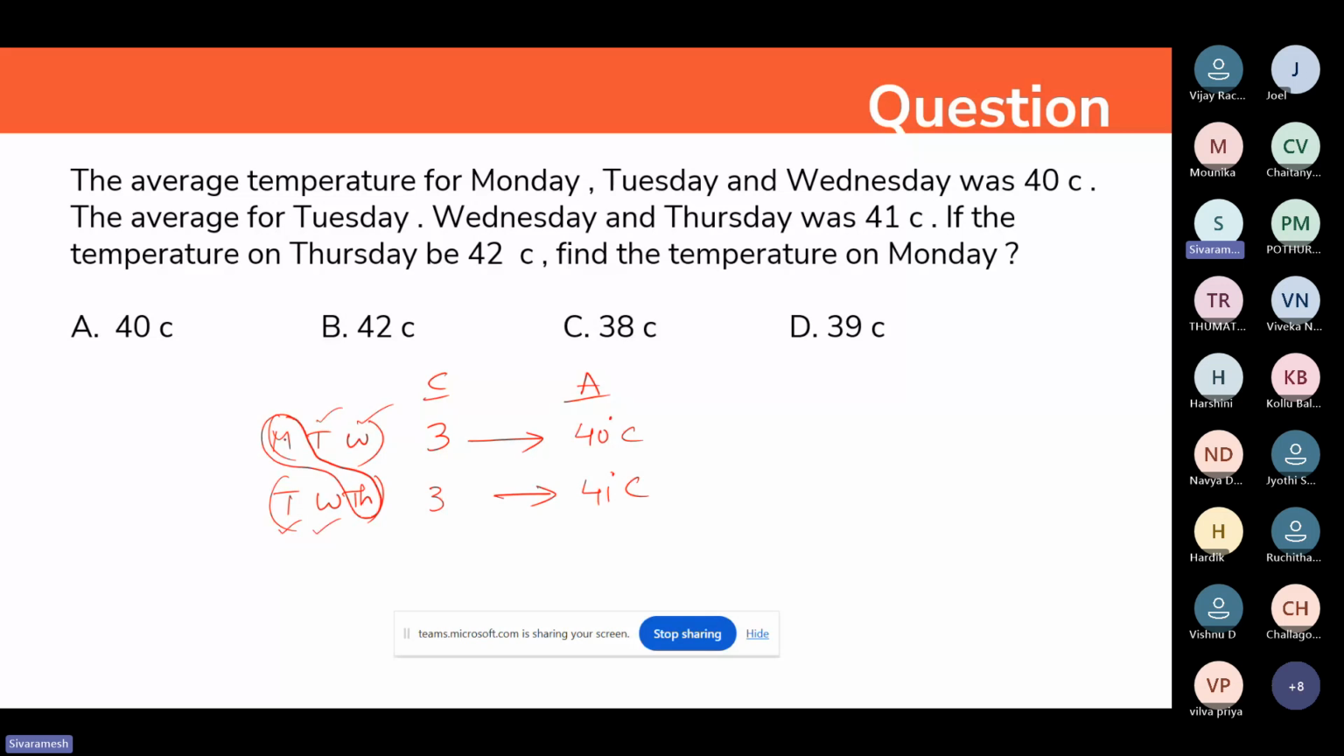Means in place of Monday, Thursday came. Okay, Monday left the class and Thursday came into the class. Okay, replacement is happening here. Now the same logic here, difference is 0, difference is +1. And one more thing, guys.